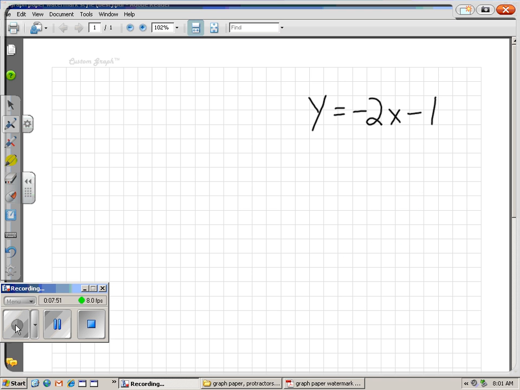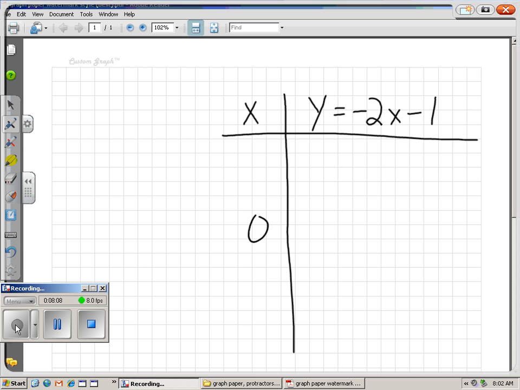All right, so I'm going to start with our equation, y equals negative 2x minus 1. We have the y isolated. I'm just going to build a table around it. That's how I like to do my tables. You can do it any way you want to. And I'm going to pick a few x's to run through. Now, 0 is always a good x to run through because it's easy to calculate.